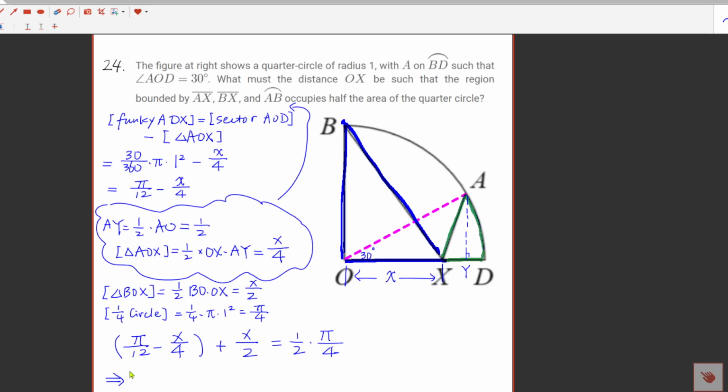And then we can solve this equation. This gives us the length of x. Simplifying this will give us a quarter of x equals an eighth of pi minus a 12th of pi, right? And of course x equals a sixth of pi, right? So the distance OX must be a sixth of pi such that the region bounded by AX, BX, and arc AB is half of the area of the quarter circle.